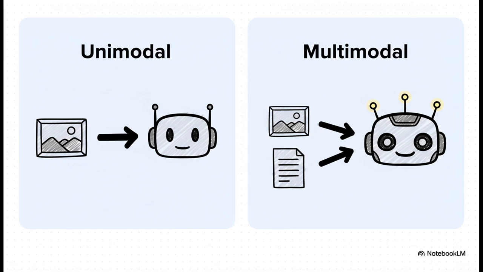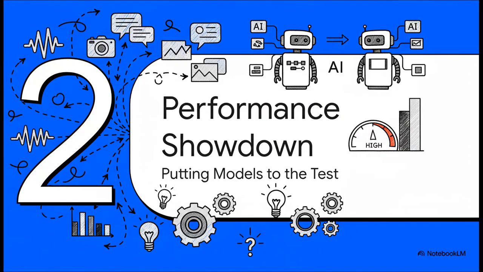But on the other side, we've got multimodal AI. This is the generalist. It doesn't just see the image, it also reads the text description that goes along with it, and it combines both of those to get the full picture. So the big question is, does having all that extra context really make a difference? Well, enough talk. Let's get to the data. We're about to put these two models through their paces and see how they really stack up against each other across a bunch of different performance metrics. And the results, well, you're going to want to see this.